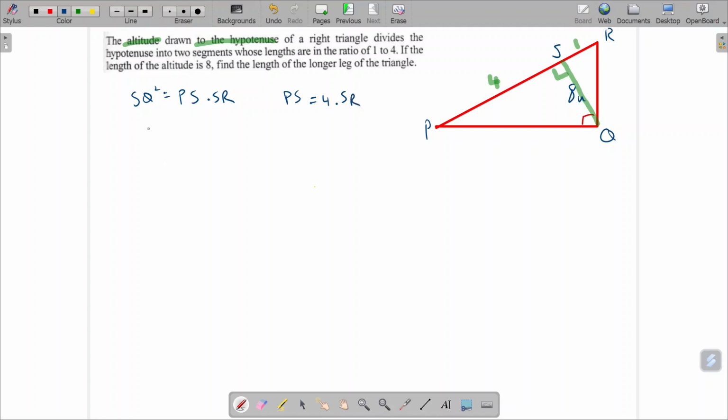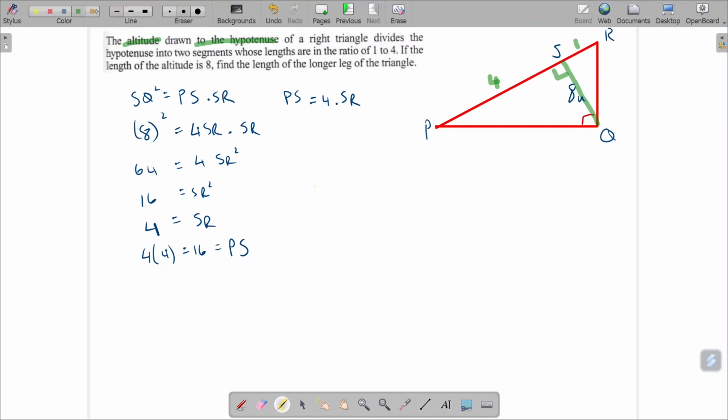So if we were to plug these various concepts in here, I've got 8 squared equals 4SR times SR. So 64 equals 4SR squared. 16 equals SR squared. So 4 equals SR, and 4 times that, which is 16, will equal PS, which is the actual answer to the question that they're asking, because the question they asked is what was the length of the longer leg, and the longer leg here is 16.